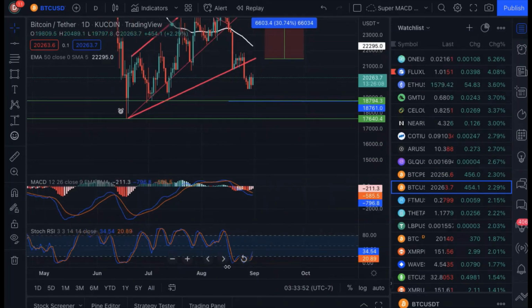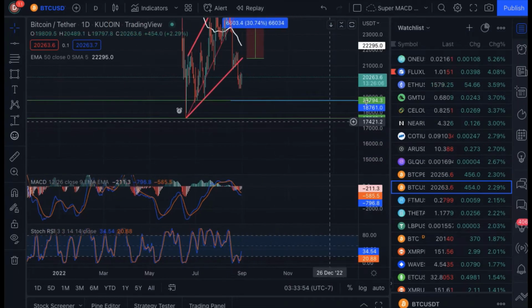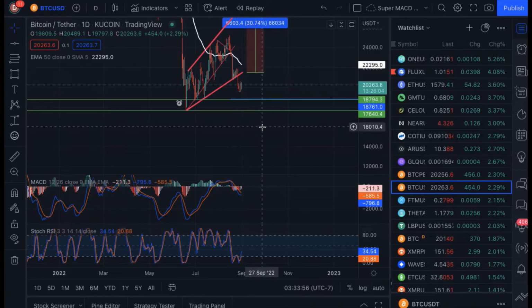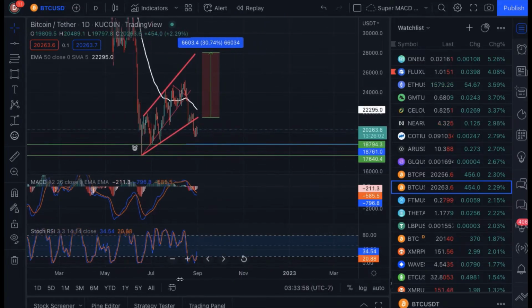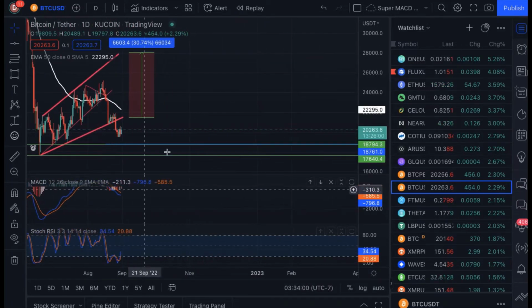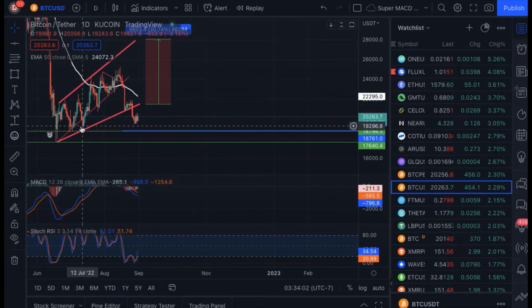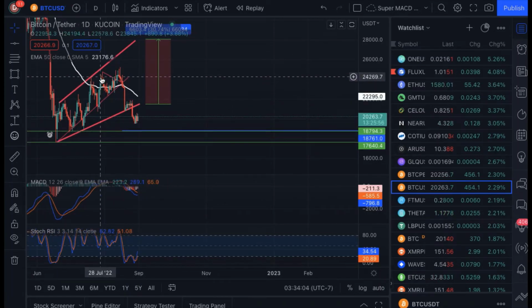So, that's pretty much it. Typically, like I said, with these channels, all you want to do is buy the low, sell the high. So you buy here, sell, even buy here, sell, buy here, sell.